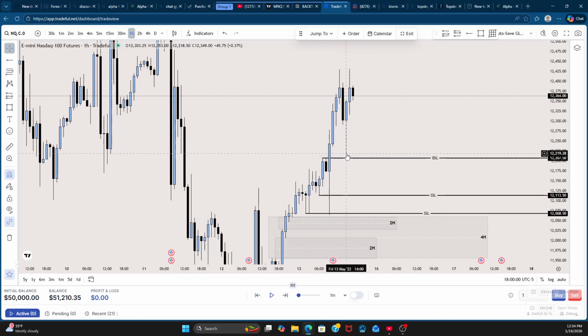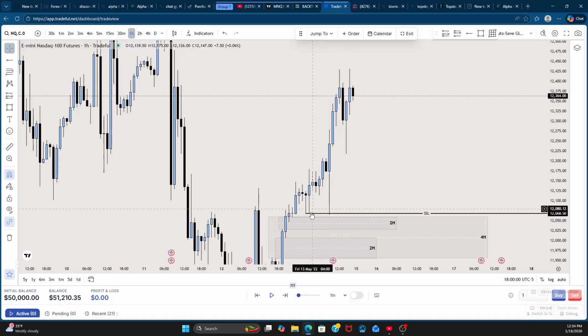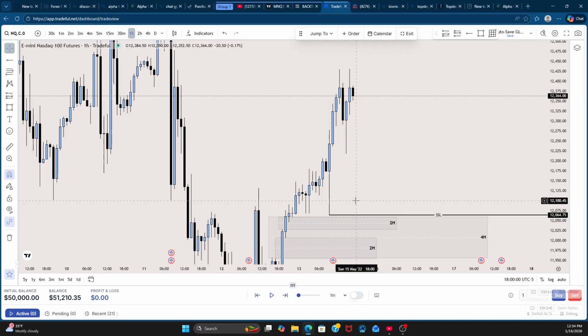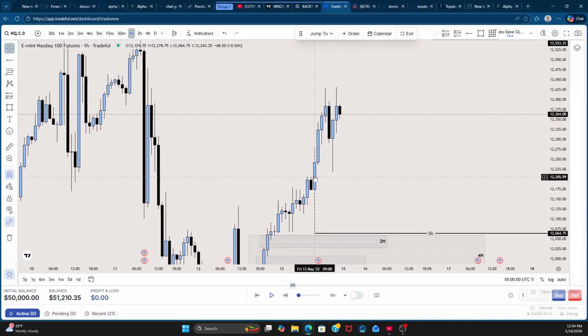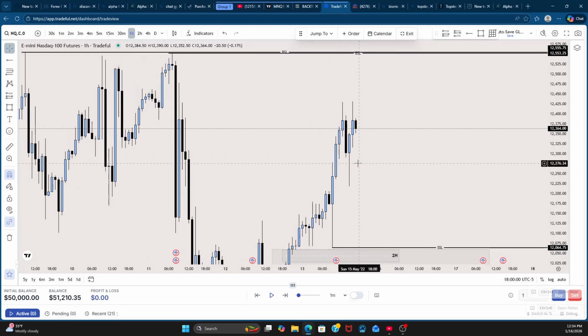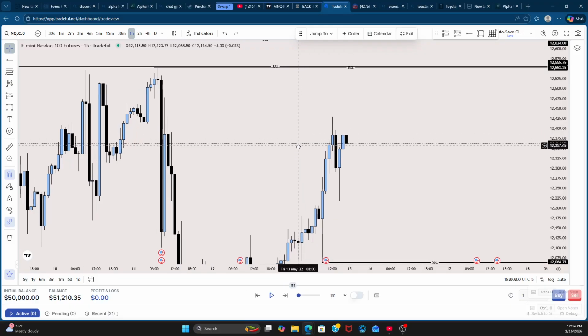And we did actually come down into a 15-minute. Did I miss that? So these came down and swept, but we didn't tap any of this imbalanced price, but we tapped into the 1 hour here, respected it, pushed us higher. We tapped into this one, respected it, pushed us higher. We're respecting bullish, disrespecting bearish.